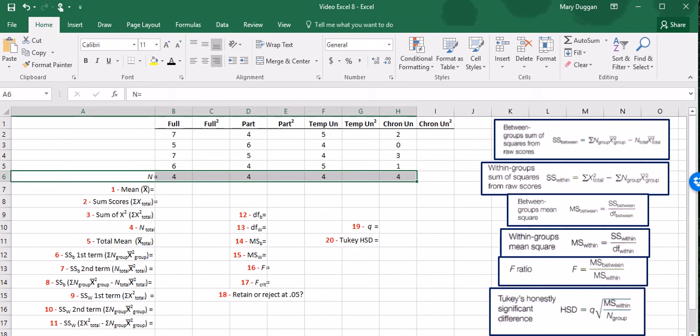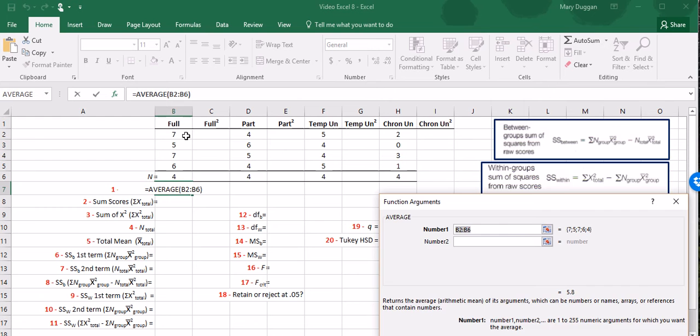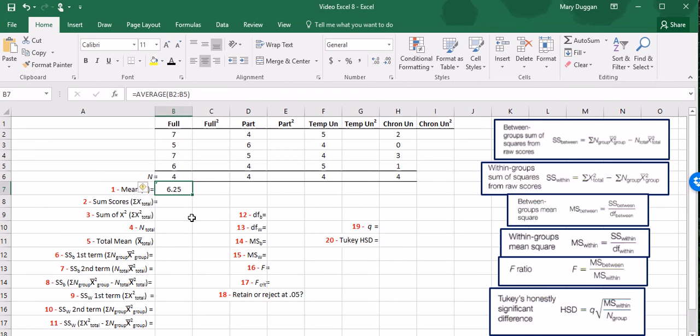In order to conduct this example ANOVA, I'm following the step-by-step instructions found in your textbook. You might want to follow along in your textbook as we go through each of the steps. The first step in your textbook is to find the means for each group, and let's do that now. And just as we've done before, we're going to put an equal sign. I'm going to click on the average button. I'm going to select the 4 scores, not including the N, and the first mean is 6.25. I'll do the same with the rest of them.